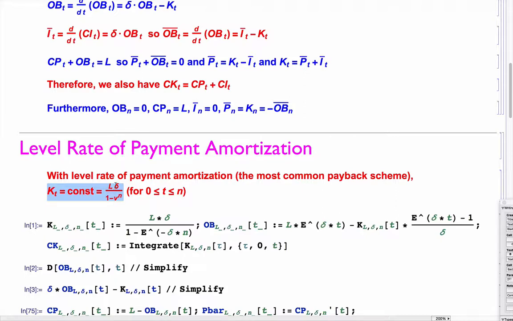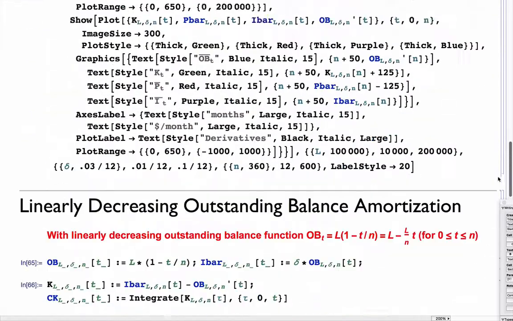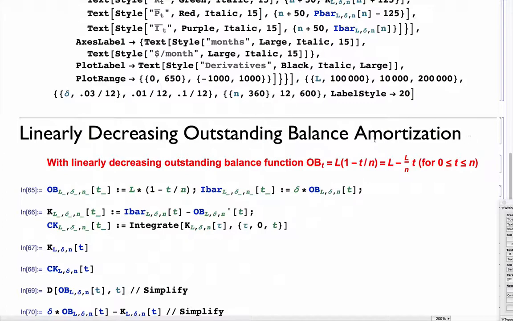Again, time is going to be in months here, so delta is really going to be a monthly force of interest, and v is going to be a monthly discount factor. n is the number of months. This is a constant rate of payment. And the other example is like in video number 81, the second example, with a linearly decreasing outstanding balance function.